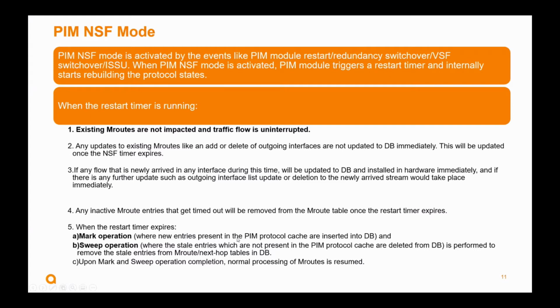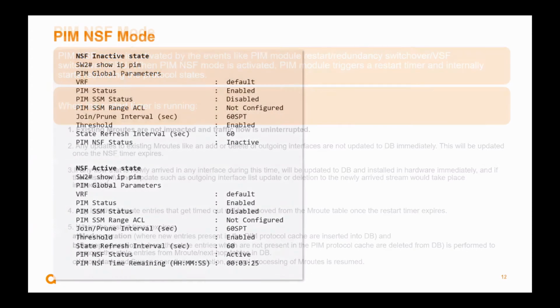The new entries that were present in the PIM protocol cache are going to be inserted in the database. So our MRoutes. And then in the sweep operation, the stale entries will be removed from the database, right? Those are the two things. And from there on, once that is completed, the normal processing of MRoute is resumed.